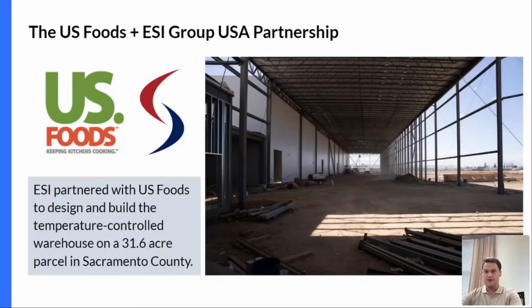And then ESI partnered with US Foods again. This is about a 32-acre property, and the facility is 300,000 square feet. About 20,000 of that is office, and the other 340,000 is all warehouse.